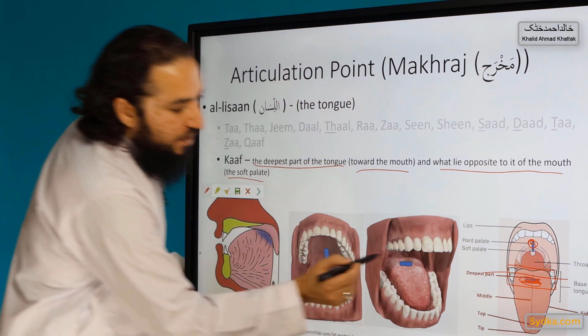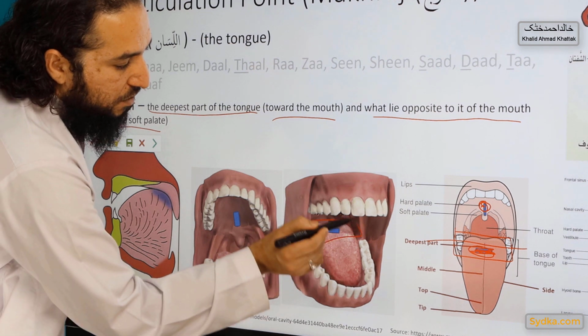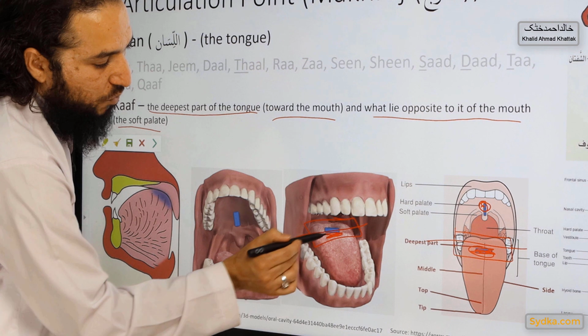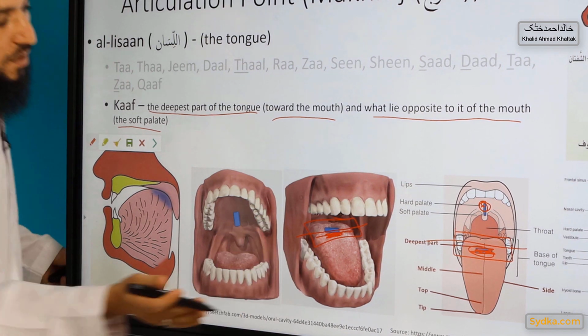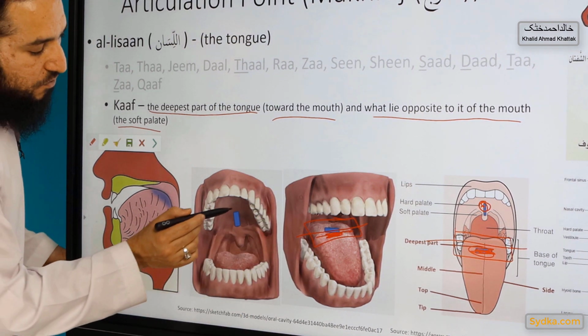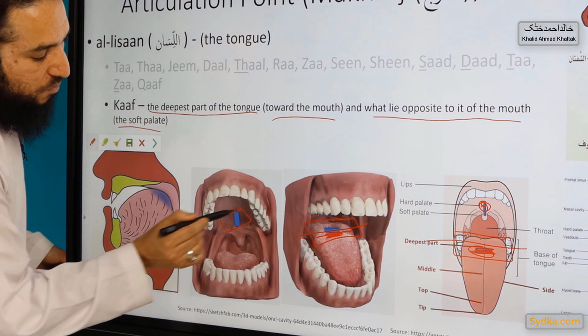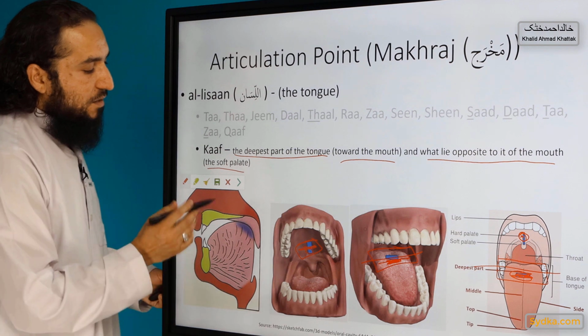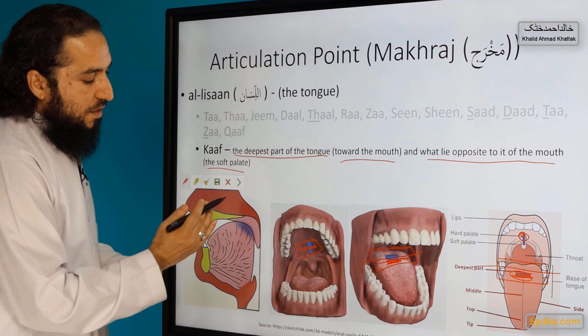Okay, so if you see here again, if you divide into two, the deepest part, the part which is closer to the teeth, that will be used to touch what is opposite to it of the roof of the mouth, of the soft palate, and it's towards the hard palate.